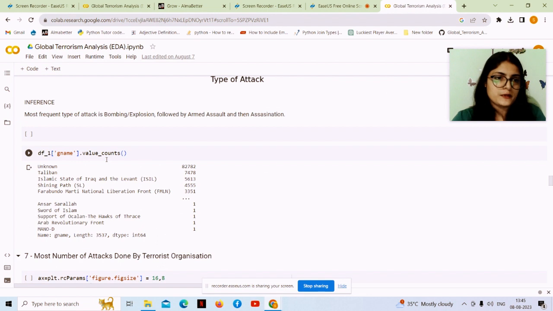Then I have provided the value counts of group name. GNAME means group name. So unknown is 82,782, Taliban 7478, ISIL 5613, and then Shining Path. So this is the data provided.